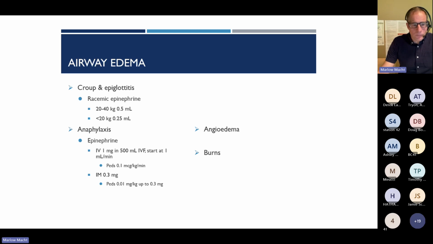With airway edema, croup and epiglottitis, we treat with racemic epinephrine. With anaphylaxis, we treat first with IM epinephrine, and then with IV epinephrine drip as needed. With angioedema, there are a small number of patients that will have a medication at home that can be used to treat that. Otherwise, with angioedema and burns, the key thing is early airway management.